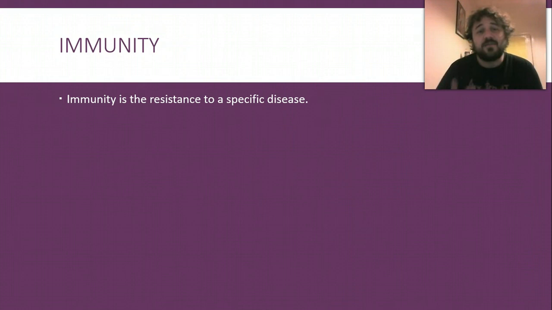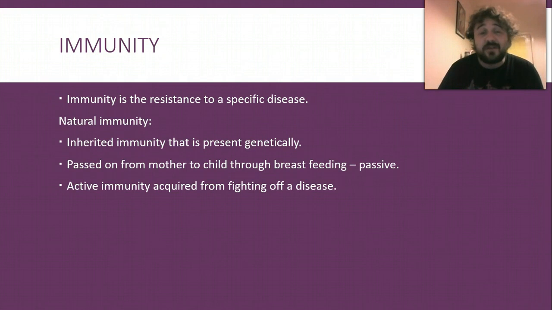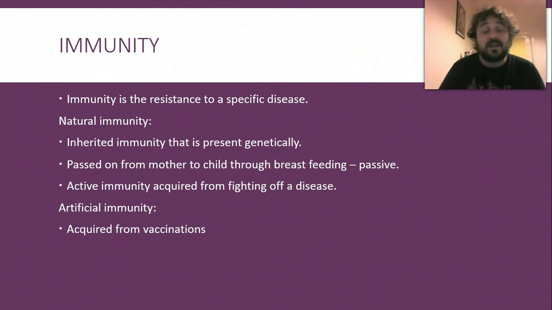Alright, let's go. So immunity, basically, is the resistance to a specific disease. If you're immune to something, you're resistant to it. You have natural immunity for some diseases. This is immunity we can inherit genetically, so we're just genetically immune to it. It can be passed on from the mother to child through breastfeeding. This is a passive immunity because just the antibodies are passed on. Or it can be active immunity, which you acquire from fighting off a disease. Once you've fought off a disease, you shouldn't really get that again. We can have artificial immunity, and this comes from vaccinations.